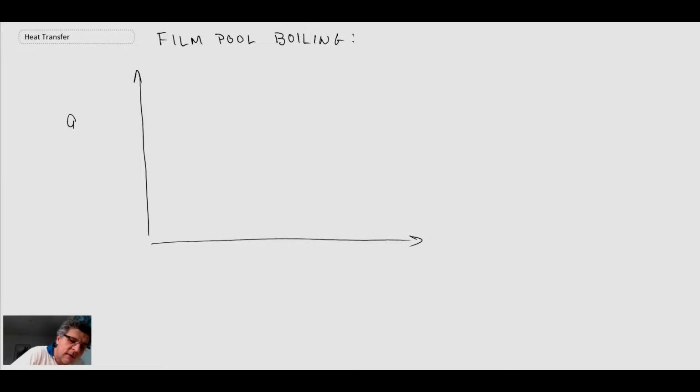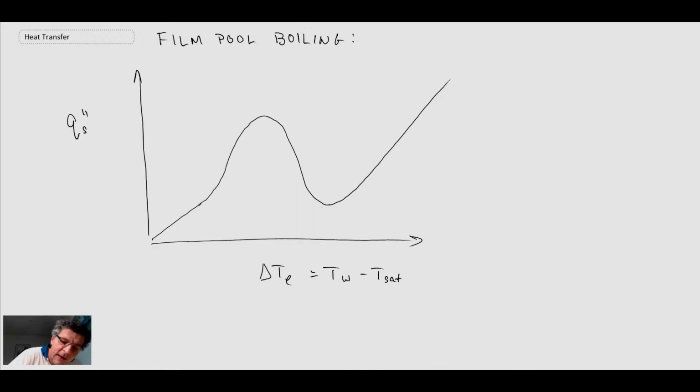we had q_s double prime versus delta T_e, for excess, and that's T wall minus T sat. And on our curve, we go up, we hit onset of nucleate boiling, we go up to q max, down, and then up again. And this is the min, that's q max, which we solved for in the last segment.